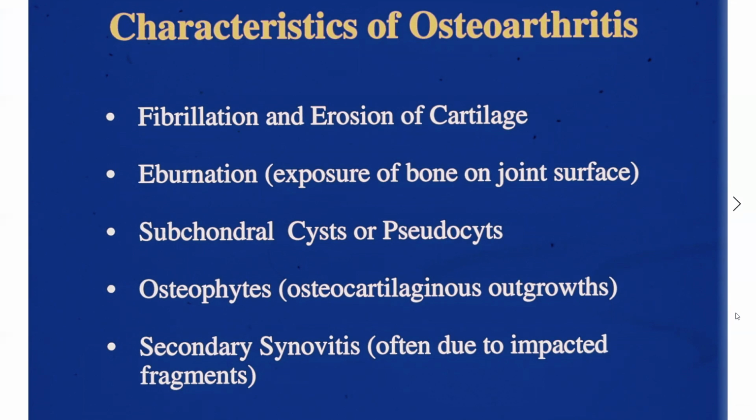Subchondral cysts or pseudocysts are present in the earlier stages of osteoarthritis. They are caused because the intra-articular pressure is allowed to enter the bone marrow under the subchondral bone, resulting in focal necrosis. Osteophytes are osteocartilaginous outgrowths from the joint.